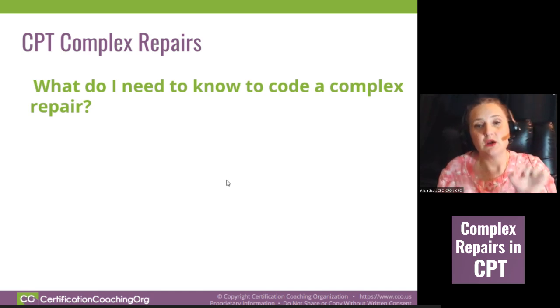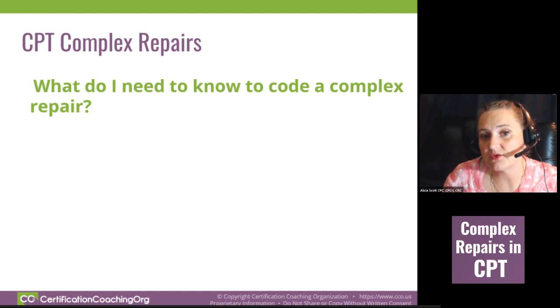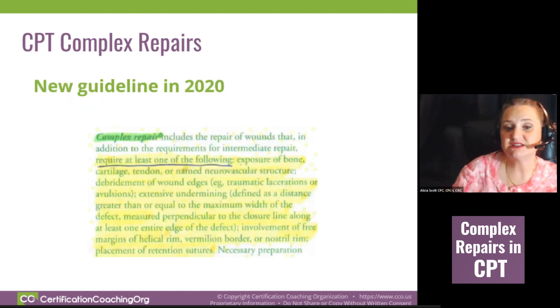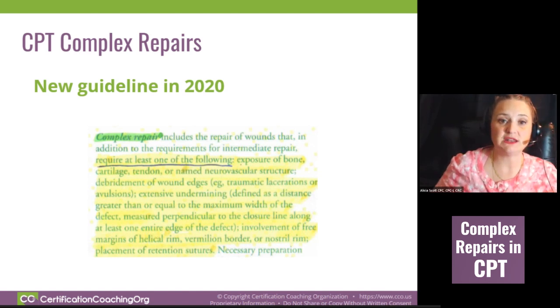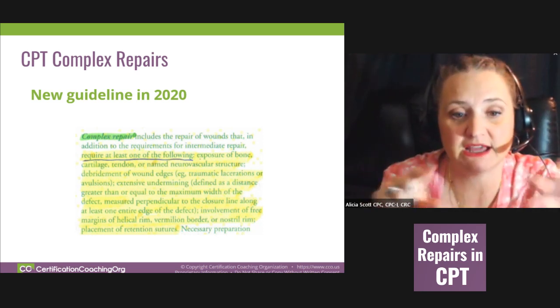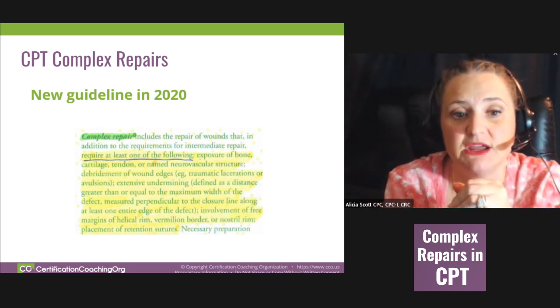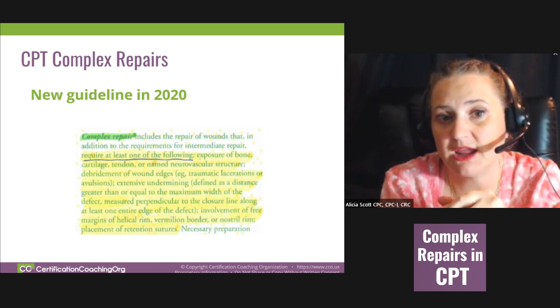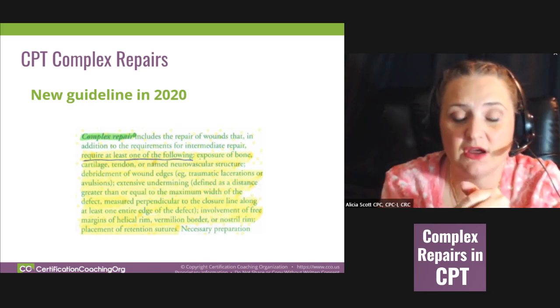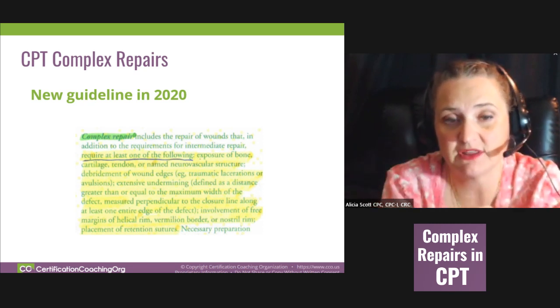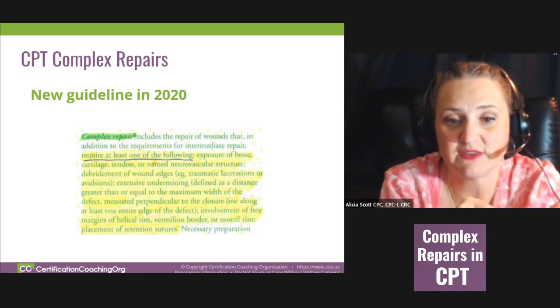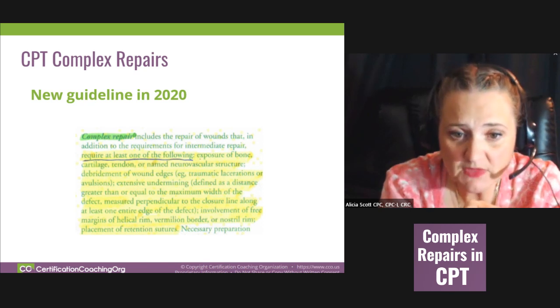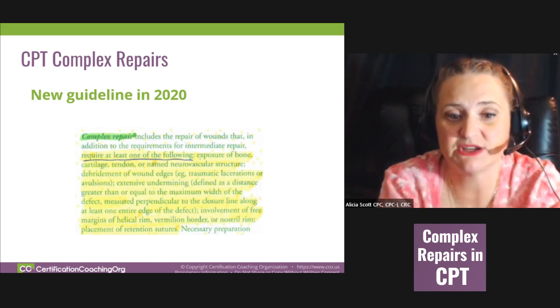So now we're going to talk about what we need to know for complex repair with a specific understanding of the new guideline in 2020. Now, this is a little expert picture. Tiffany, who works with us creating our Blitz and updating everything for the new Blitz, brought this one to my attention the other day, and then she sent me this picture.